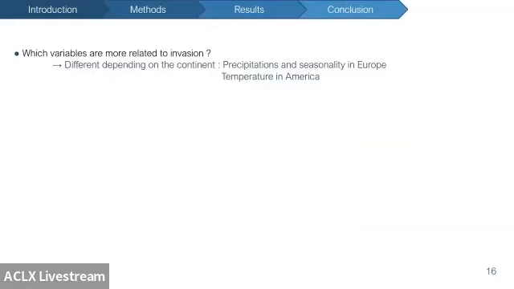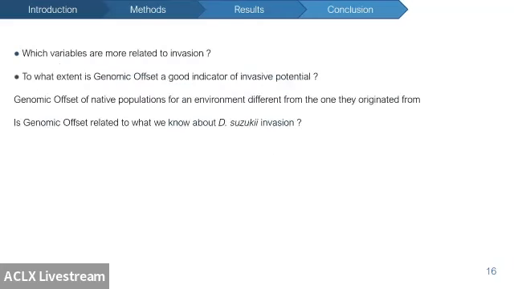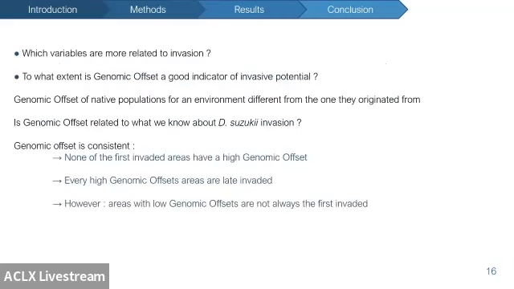First of all, we've seen that the important variables to explain local adaptations were different depending on the continent. So this shows that there are probably different adaptation bases for invasion, which underlines the interest of genomics. Also, we've seen that the genomic offset was consistent with the history of invasion of Drosophila suzukii, because none of the first invaded areas have high genomic offsets. Every high genomic offset area is either late invaded or not yet invaded.